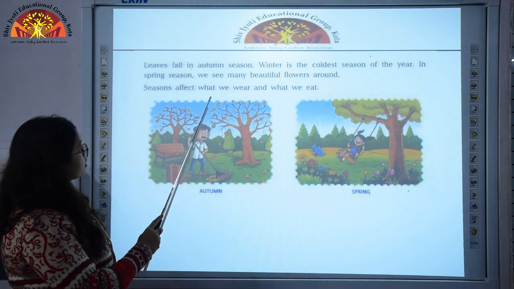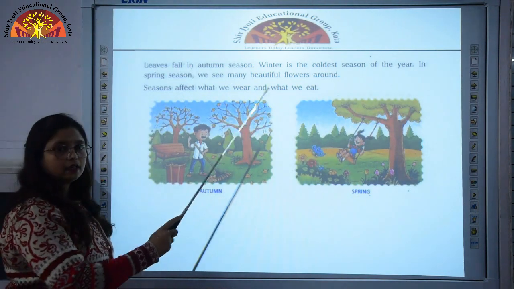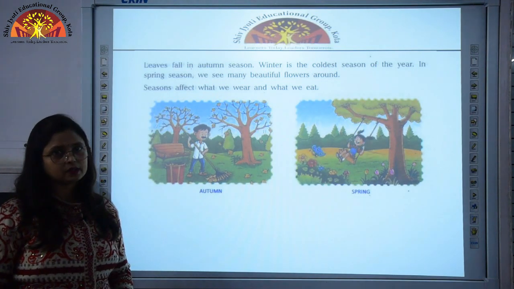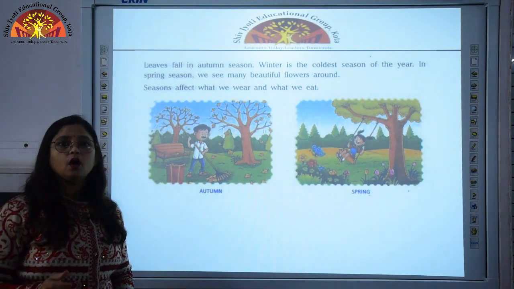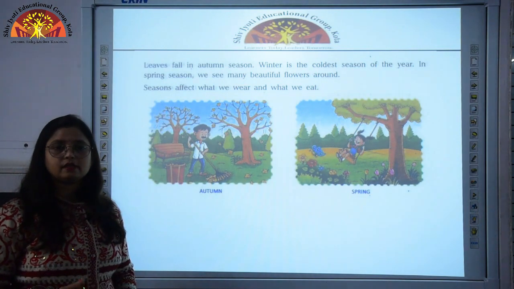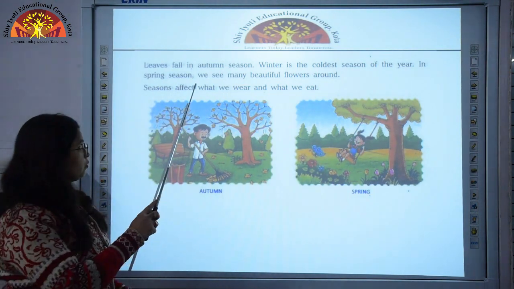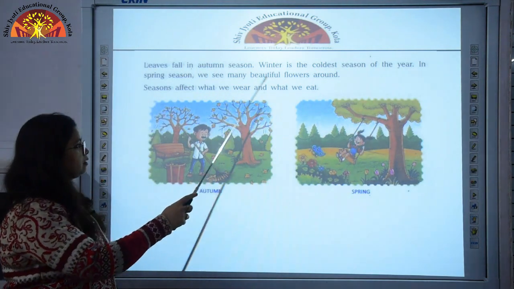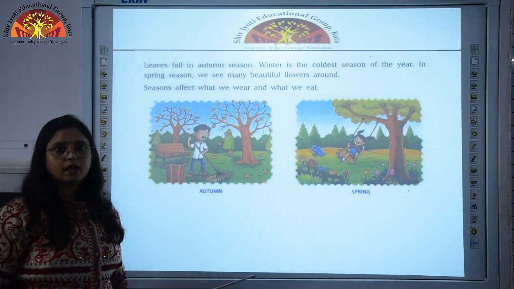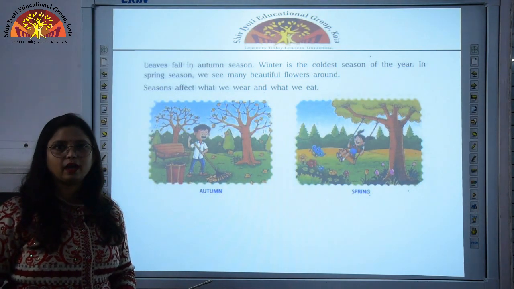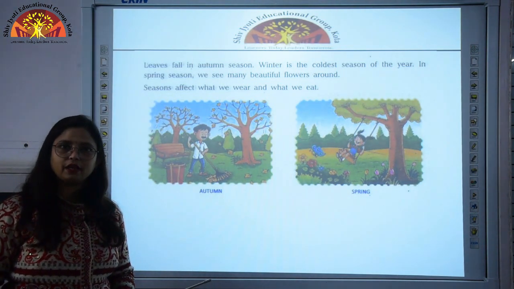Seasons affect what we wear and what we eat. Like in summer season, we wear light colored cotton clothes which keep us cool, and in winter season, we wear woolen clothes and dark colored clothes which keep us warm. Okay children? So whatever we are wearing and what we eat depends on the season. Like in summers, we eat ice creams, but in winters, we prefer to have hot beverages like coffee and tea.